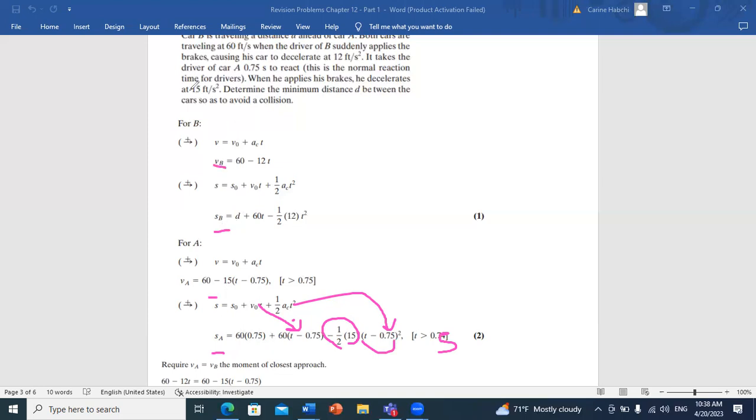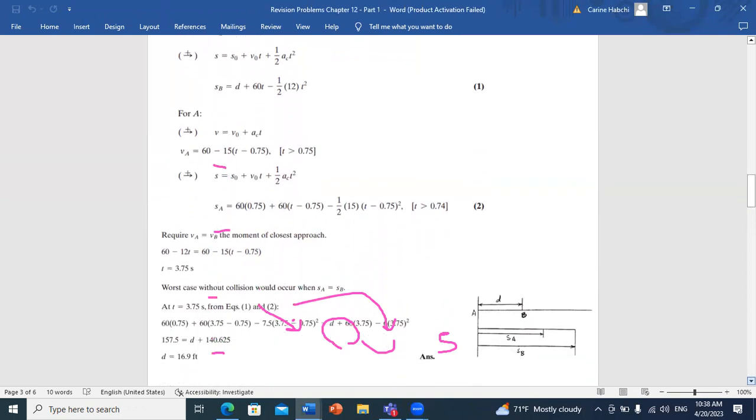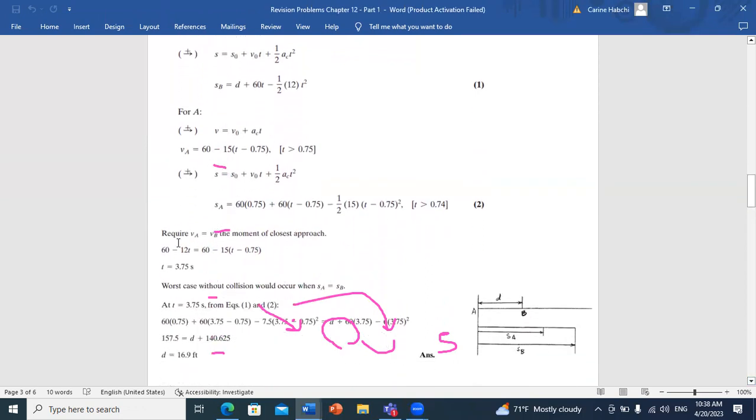All we have to do now is to say when they reach each other, to be on the safe side, at the minimum the velocities must be equal. This is the minimum, whereas if VB is larger than VA, we are also on the safe side.